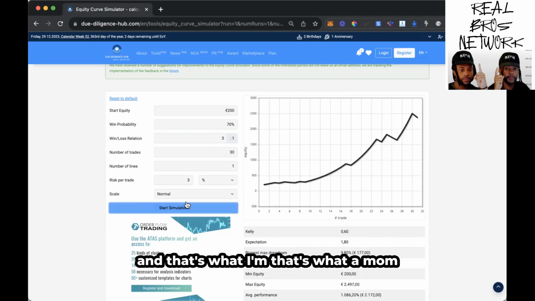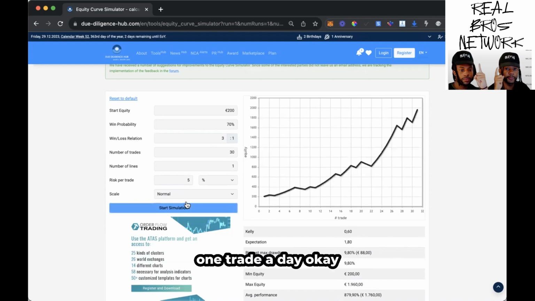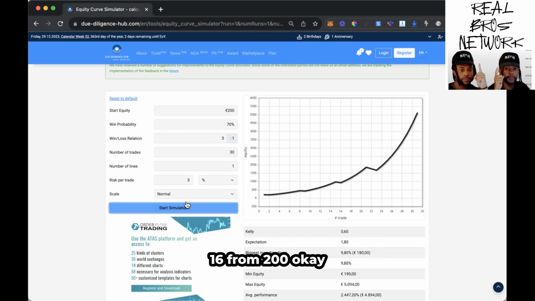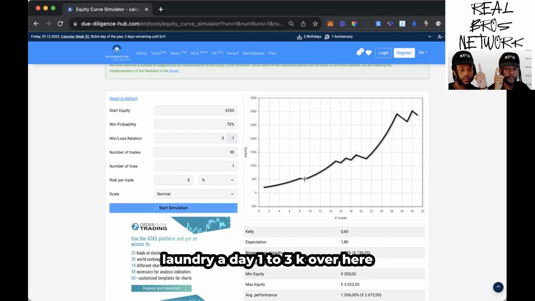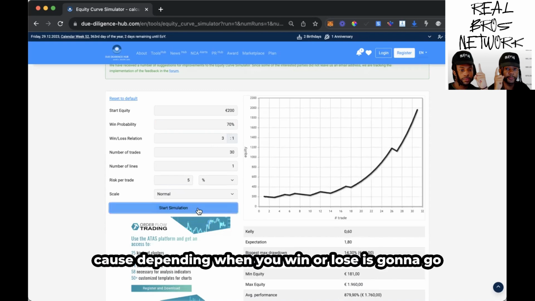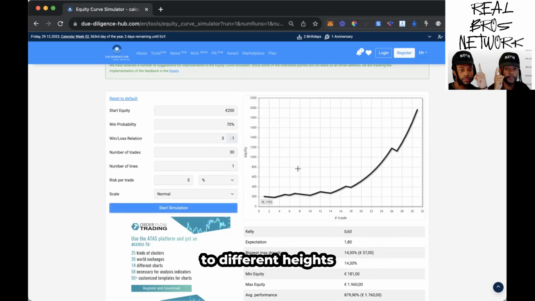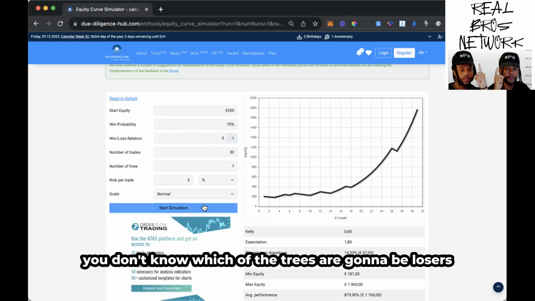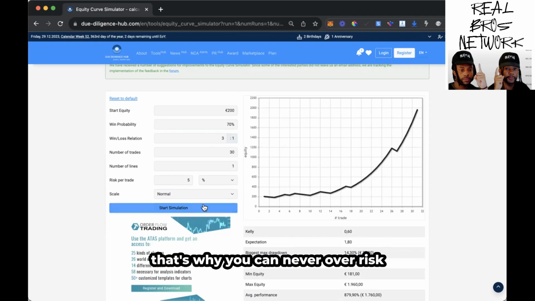And that's for the month? One trade a day, 1,600 from 200. Okay. One trade a day went to 3K over here, because depending on when you win or lose, it's going to go to different heights. You don't know which of the trades are going to be your losers. That's why you can never over risk.